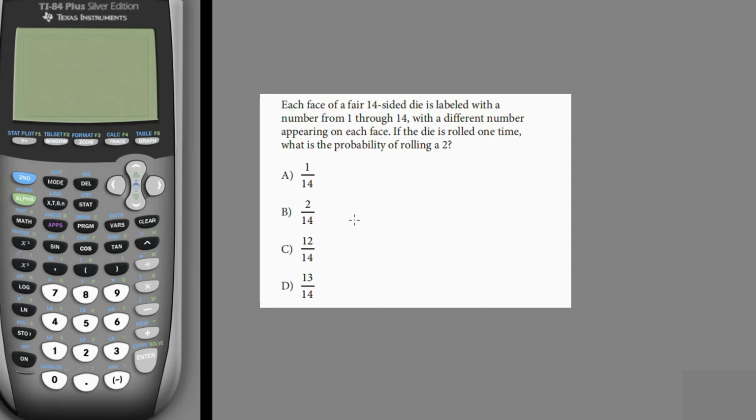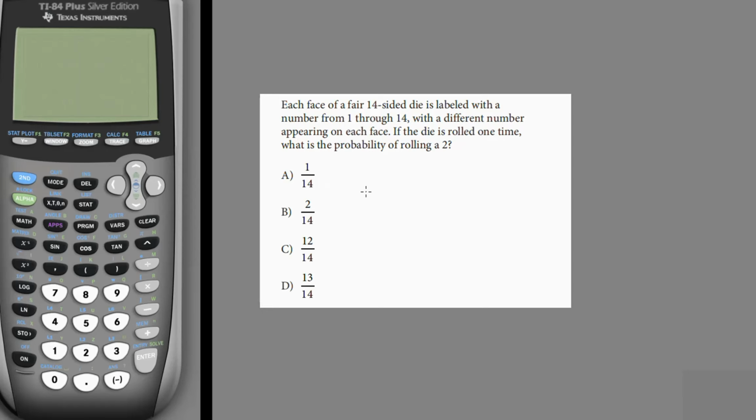So maybe looking at this question without even thinking much, the right answer to this question will be option A, which is 1 over 14. Now here is the reason. Only one outcome out of 14 is a 2, so the probability will be 1 over 14.